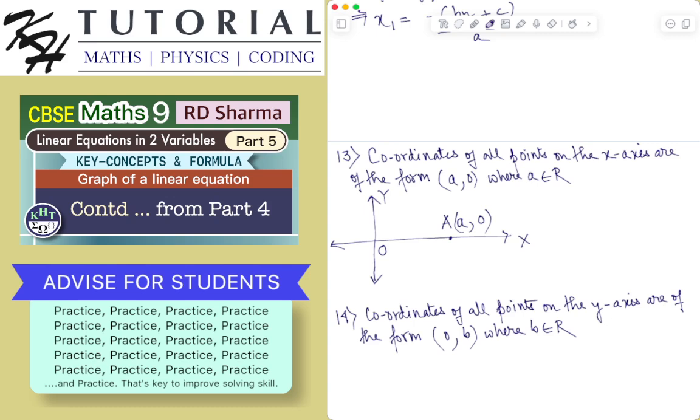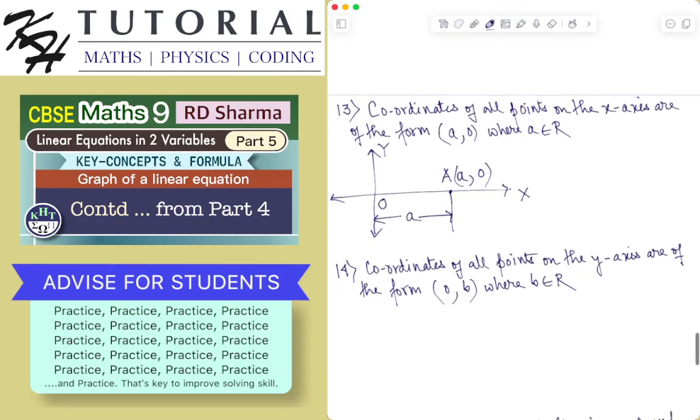So the distance of the point A from the y-axis, in this case, considering a to be positive, is a. Depending on where the point A lies on the x-axis, a will change. So a can have any value, any real constant.